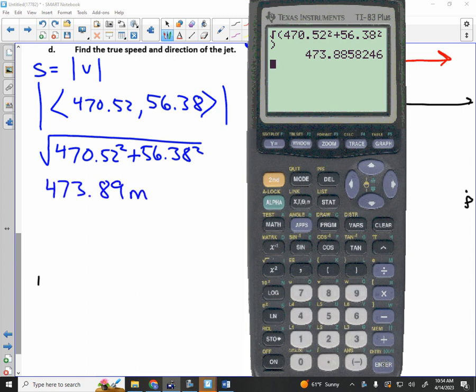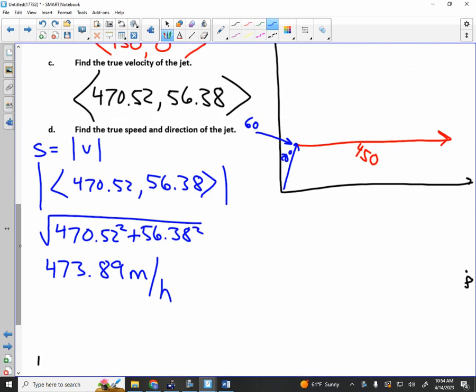We get 473.89 miles per hour. So this is important. The jet is going at 450 miles an hour, but with that 60-mile-an-hour wind at that angle, its true speed is 473.89. I mean, don't you think that that's important information? It is. Okay, and there are ways to figure it out. The last thing we need to do is determine the direction. Because is this plane going straight east? Heck no, it's being blown off course a little bit, isn't it?